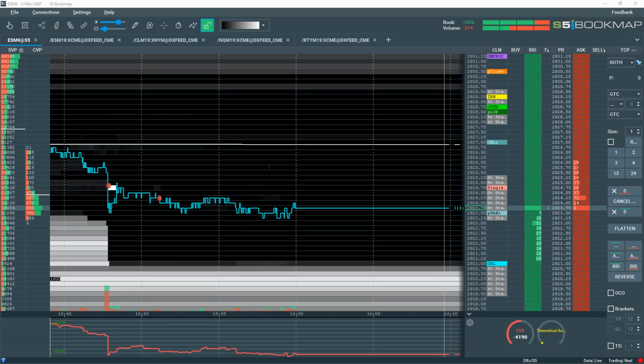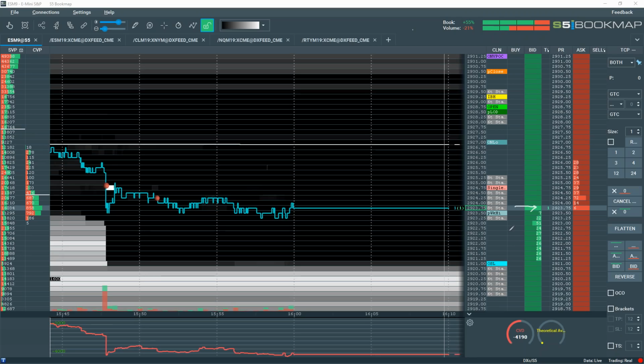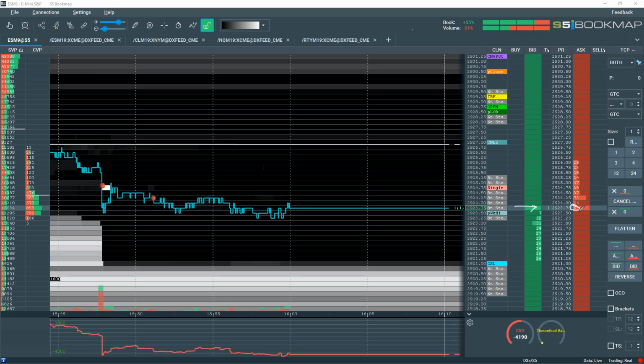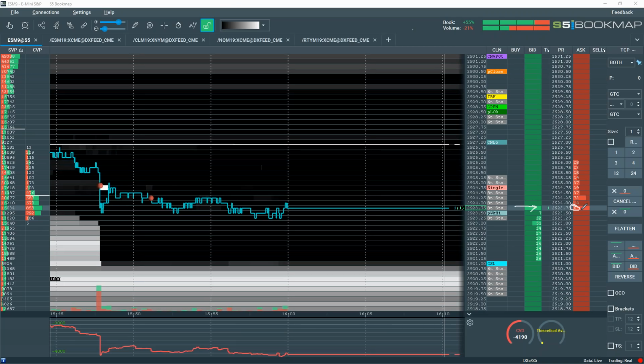Okay, so the scenario that I'm going to talk about is I just shorted, let's say, 23.75. Do you guys see the arrow here? All right. So I just shorted. So I offered, and I got filled at 20. Imagine this is an active market. And I got filled at 23.75.